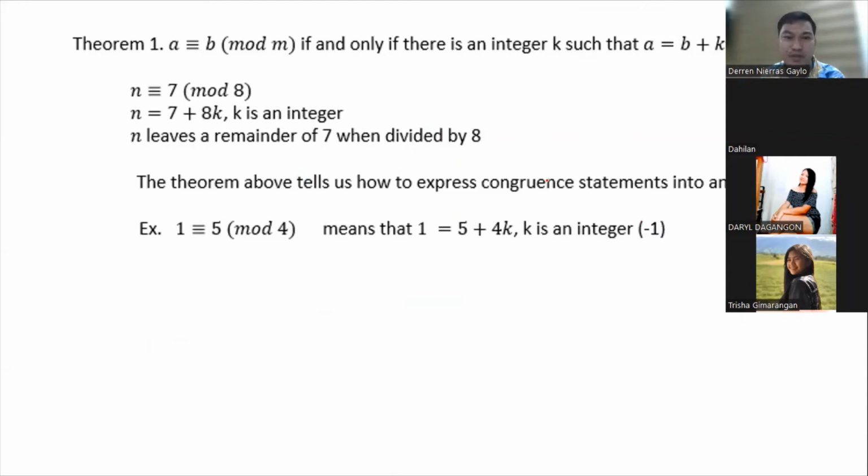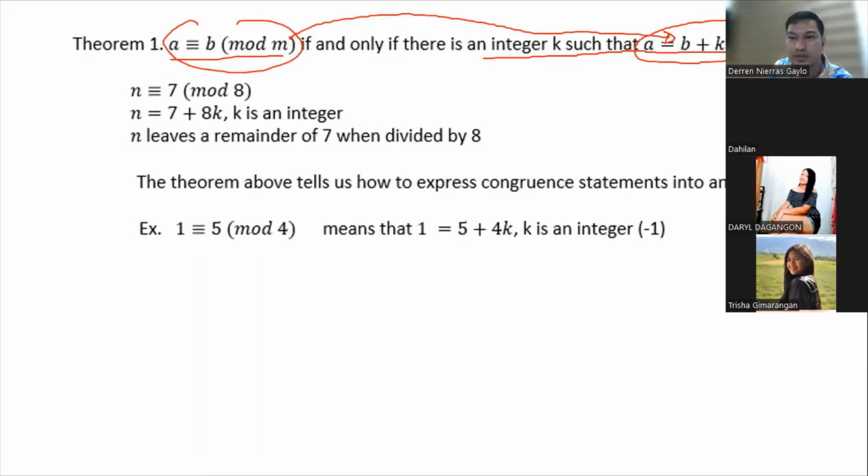I am supposed to give you the proof here, but I think I'll just give it to you as an activity later, or part of your seat works on how to prove this one. But I'll shed light a little about this theorem because we'll be making use of this later. A is congruent to B modulo M if and only if there is an integer k such that A is equal to B plus km. Take note of this. With this theorem, you can express congruence in terms of equation.